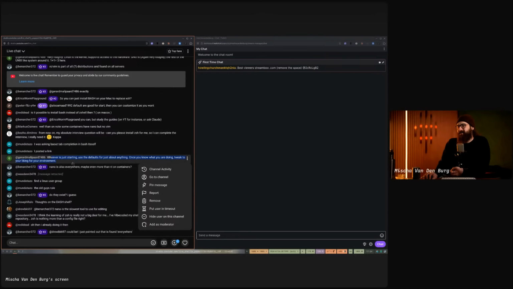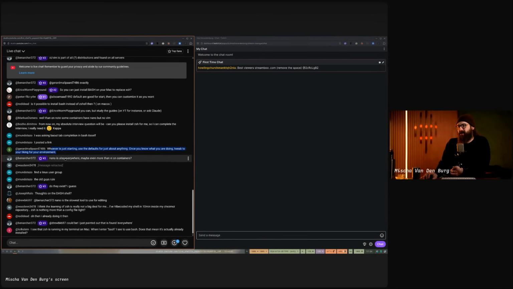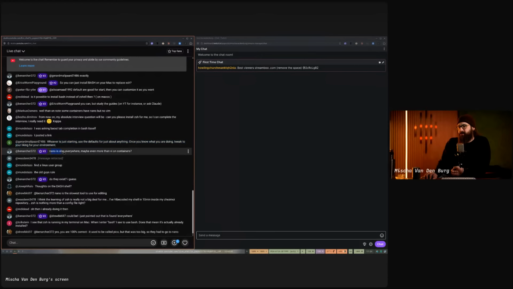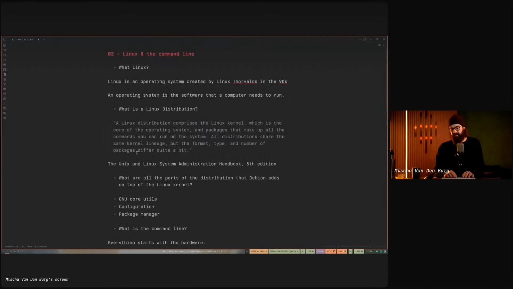When you're just starting, just use the defaults for just about anything. Once you know what you're doing, tweak to your liking for your environment. It's very good advice, Gerard. Absolutely. Nano is also everywhere, maybe even more than vi on containers. Yes, okay. So vi, Vim, that's definitely a yeah.